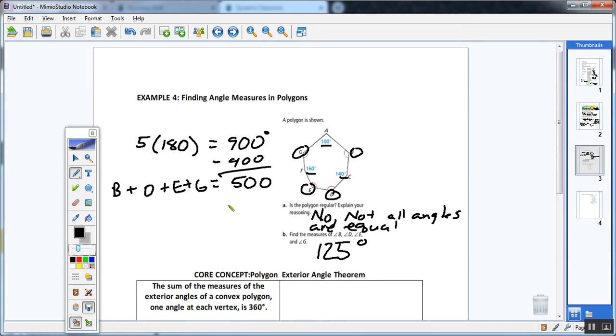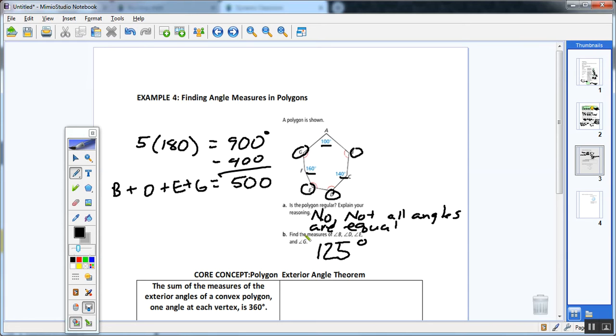500. But what's true about all those angles given the diagram? They're all the same. They're all equal. So if all 4 angles, which are equal by diagram, add up to 500, then what must be true about the interior angle measure of each of those? They're the same, Ty. How'd you get that 125 value then? I divided 500 by 4.